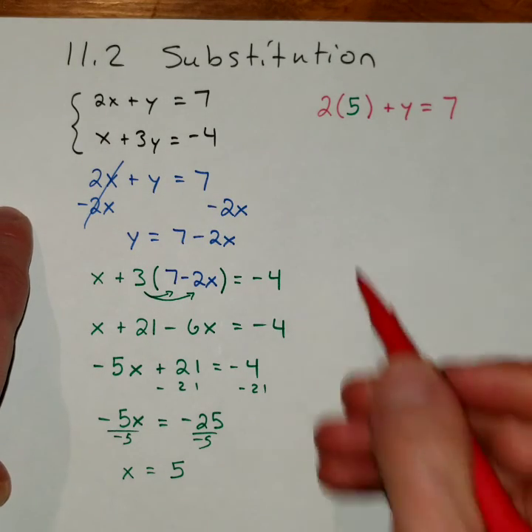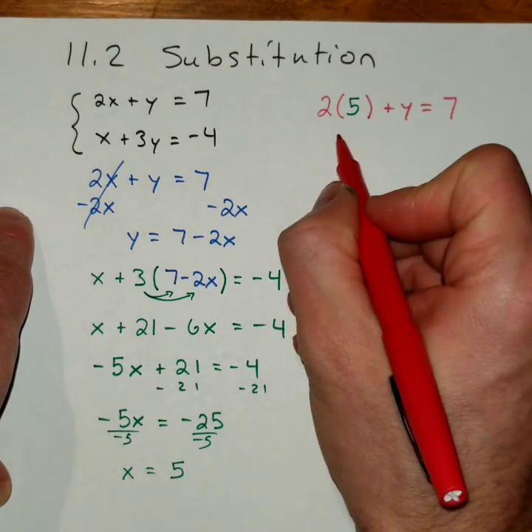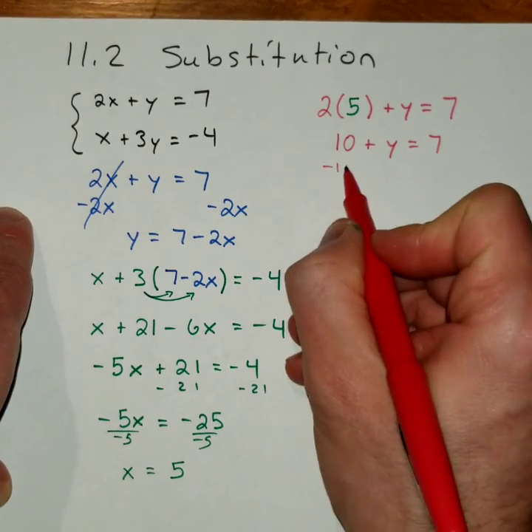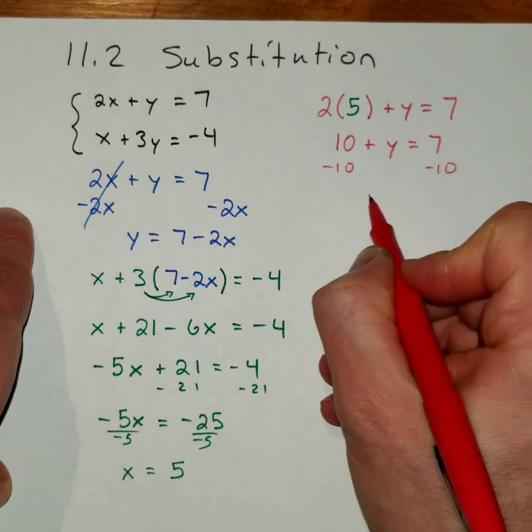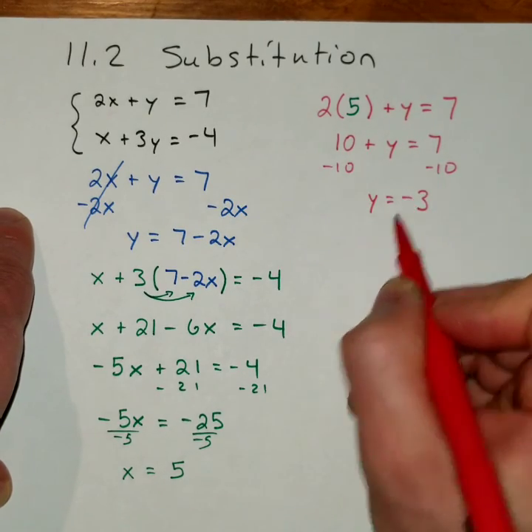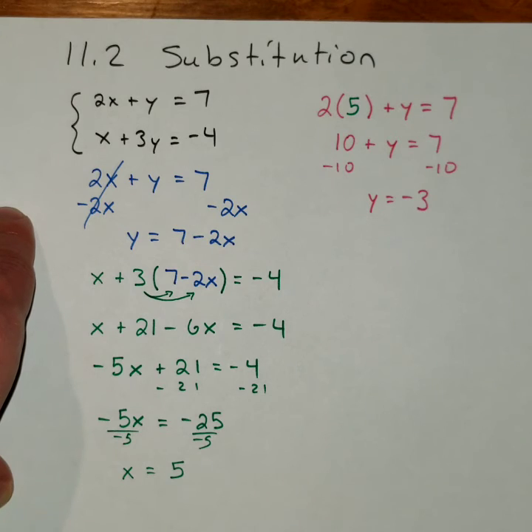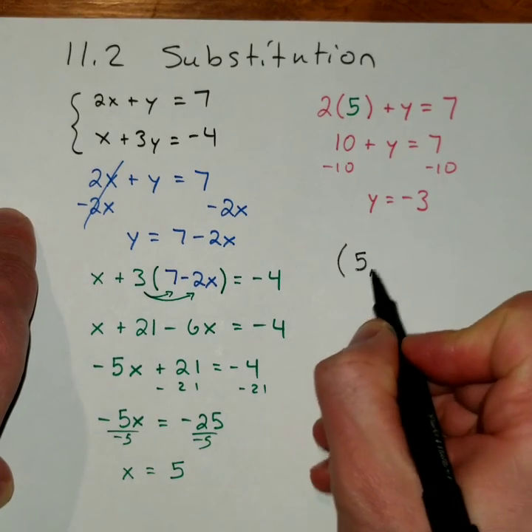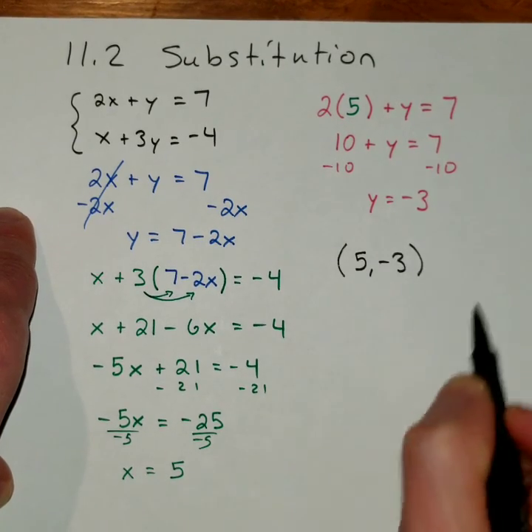And then we just solve for y. So this is a 10 plus y equals 7. Subtract the 10 from both sides. Opposite signs, so I subtract their values, use the sign from the bigger number. y equals negative 3. And so my final answer, remember, needs to be an ordered pair. You must put it in ordered pair form. And you're going to use 5 and negative 3 as the ordered pair.